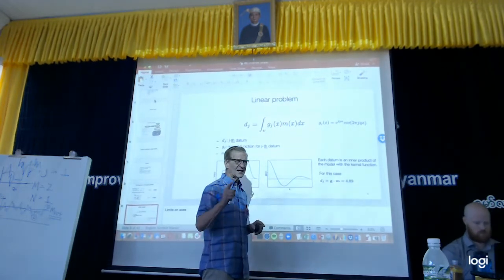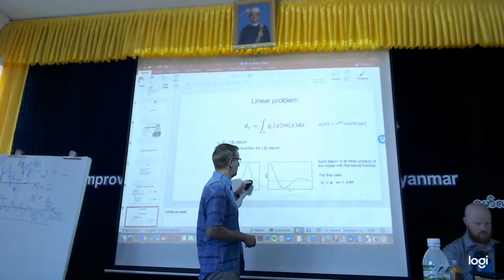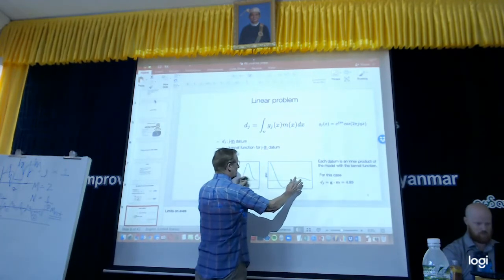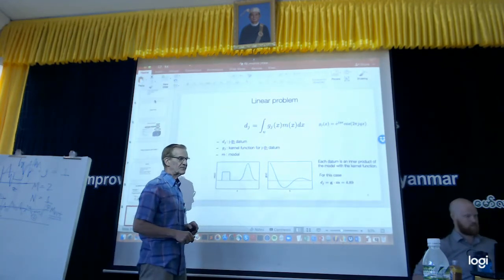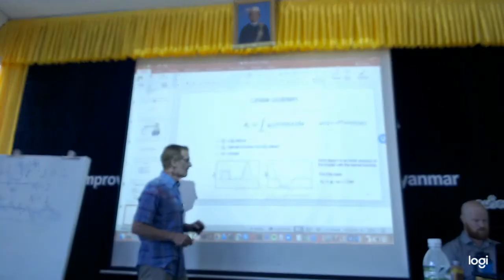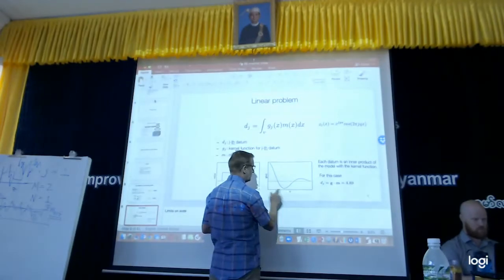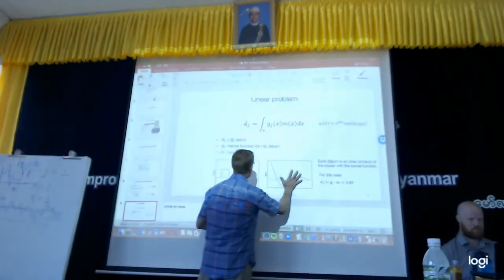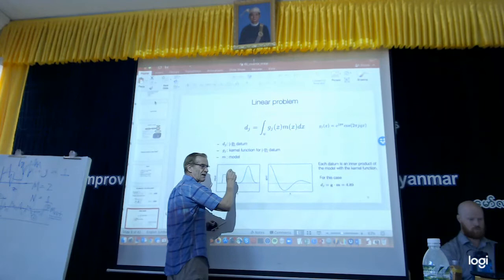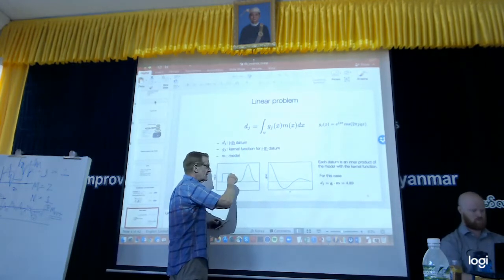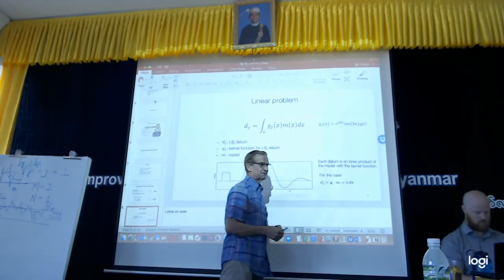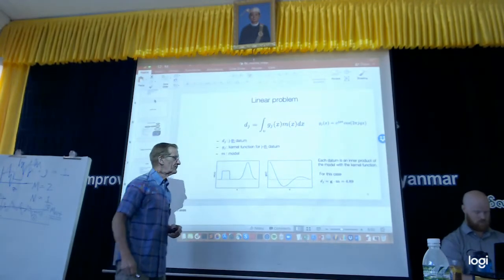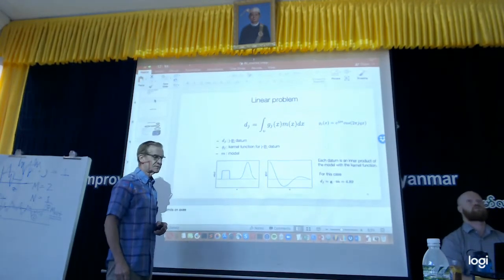The datum associated with this model and this kernel is simply the product of these two things and then summing them up. So we take this, this goes from 0 to 1. If we overlay this on this, multiply them, and sum the numbers up, that gives us the value of the data.